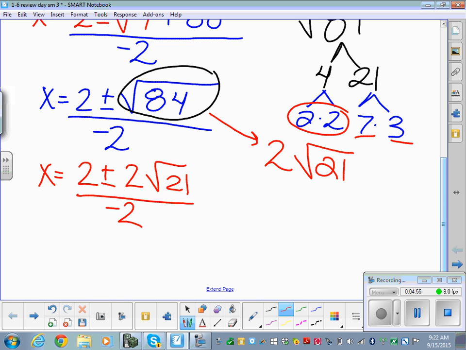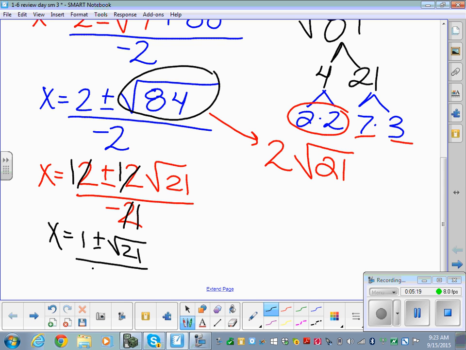All right, and now looking at this, do all 3 terms simplify by something? They all divide by what? So this divides by 2 and becomes 1. It doesn't go away. This divides by 2 and becomes 1. This divides by 2 and becomes negative 1. Okay, so we have x is equal to 1 plus or minus the square root of 21, 1 times the square root of 21 is just the square root of 21, all over negative 1.